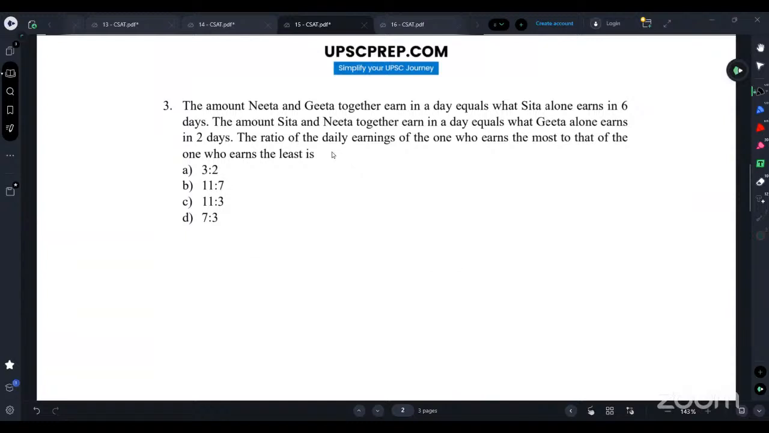See now, guys. Third question. The amount Nita and Geeta together earn in a day equals what Sita alone earns in 6 days. Let's say Nita is earning n rupees in one day, and Geeta is also earning g rupees in one day. So what this statement one says is that the amount Nita and Geeta earn together in one day is equal to what Sita alone earns in 6 days. So n plus g is 6 times s.